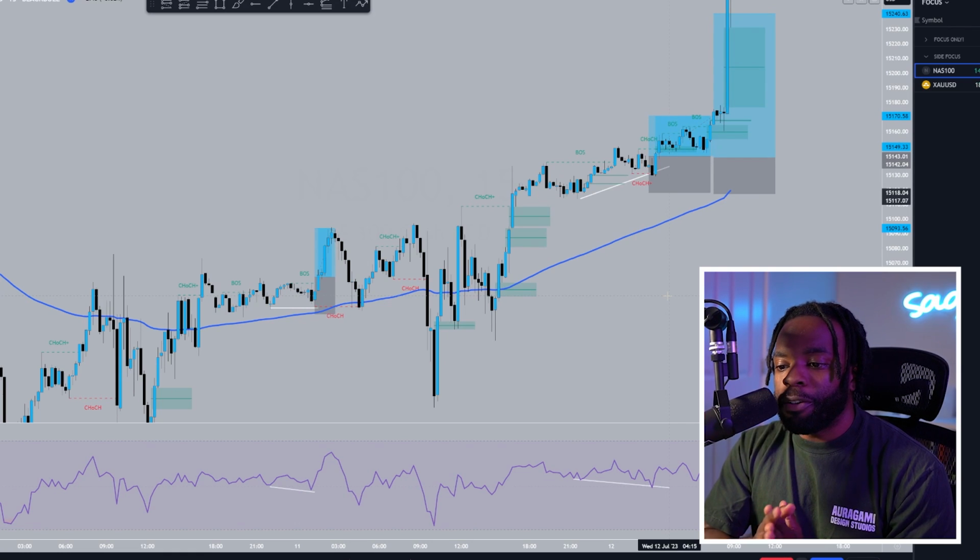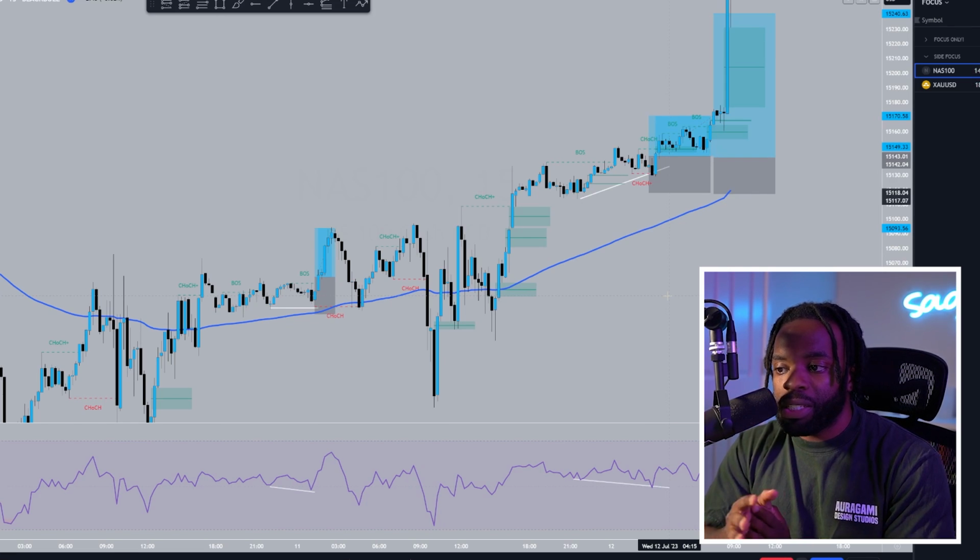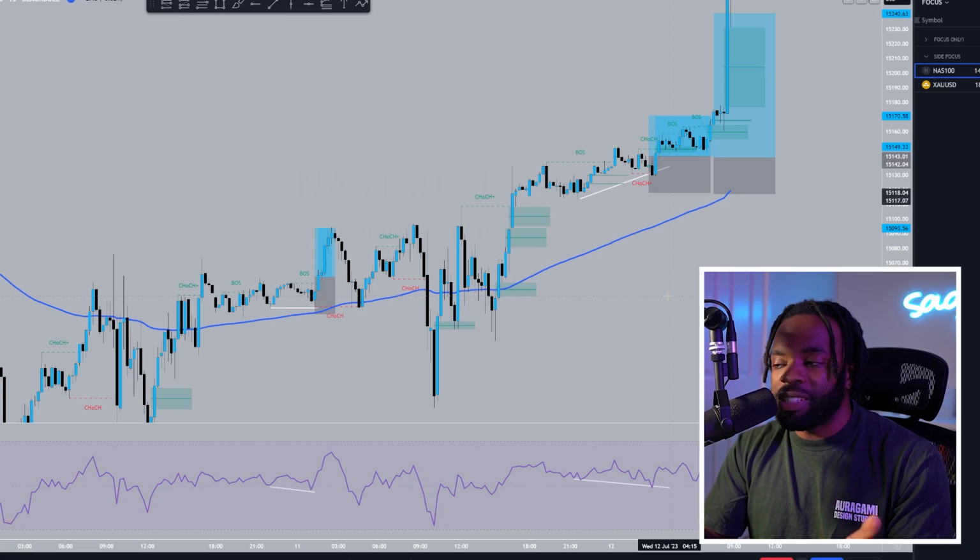Not only do you need divergence, you need the moving average to tell you what the direction is, and then once you have that, you definitely need Lux Algo to help you figure out these change of characters, and we also use the imbalance levels as well.